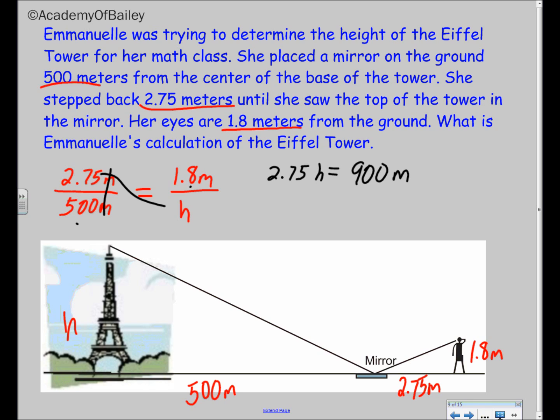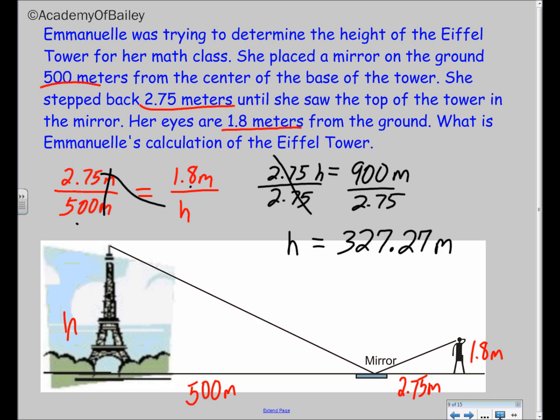So now how am I going to get h by itself? Divide by 2.75, divide both sides by 2.75. The 2.75s cancel, leaving us h is equal to 327.27 meters tall. 327 meters tall. It's the Eiffel Tower.